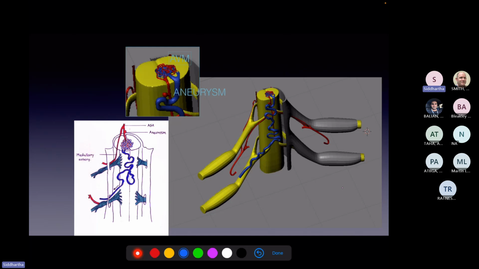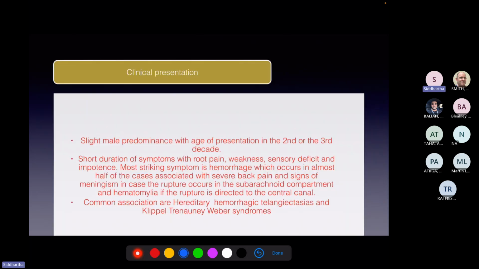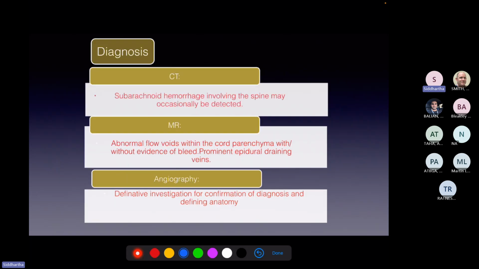They usually have a very short duration of symptoms. The usual presentation is because of either a bleed or nerve root pain. A common association is with HHT and Klippel-Trenaunay. The diagnosis is probably related to subarachnoid hemorrhage because of rupture of the AVM, or you could see cord signal changes on MR, and the definitive investigation for planning further management is angiogram.